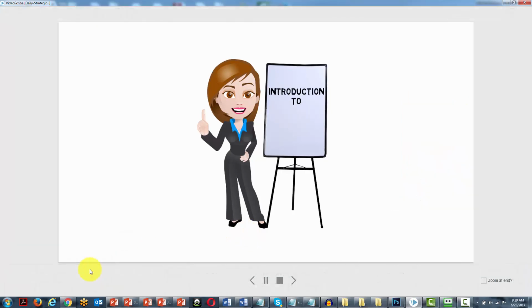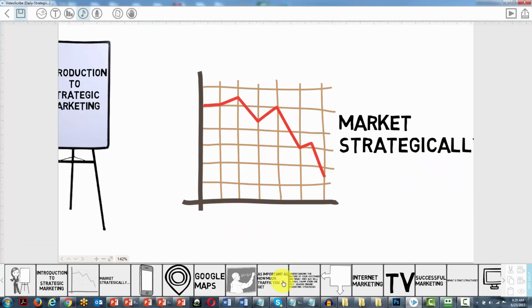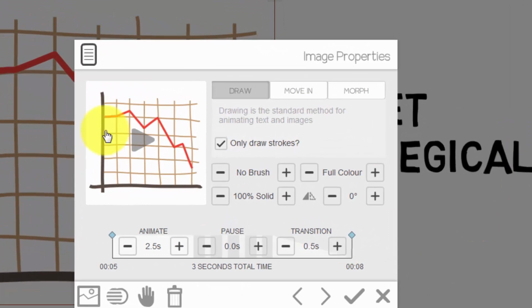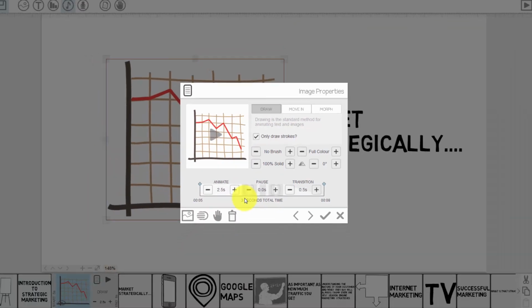Introduction to Strategic Marketing. And as you can see, the timing is a little less precise, but again, all we're really trying to do is to get the timing of the entire scene in order to match. You'll see the same thing at play here when we look at this chart. So let's take a look at the drawing of this chart, and we've set this to 2.5 seconds.